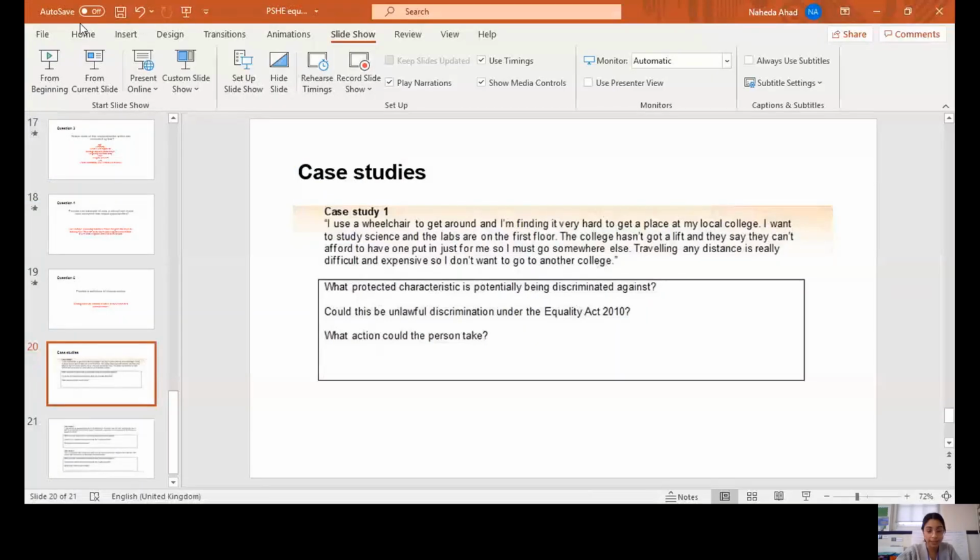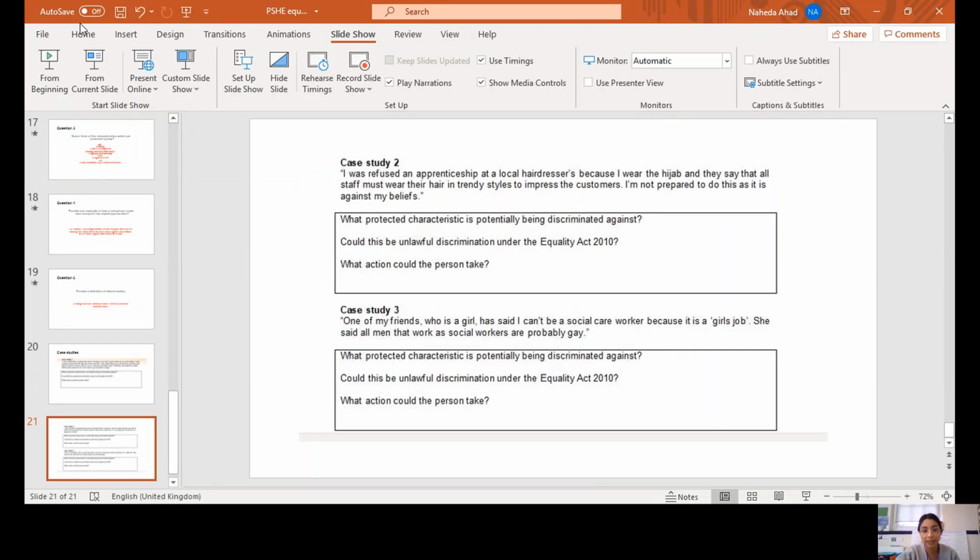So I've just answered this one here, as you can see, and you have 2 here to answer. So you're going to pause the video here, get hold of the Equality Act 2010 fact sheet, and this will help you to answer these 2 case studies.